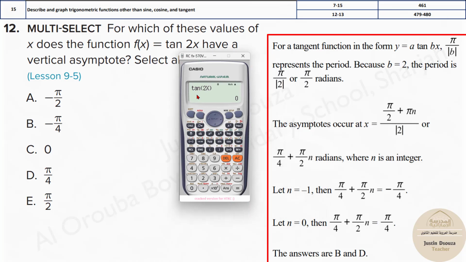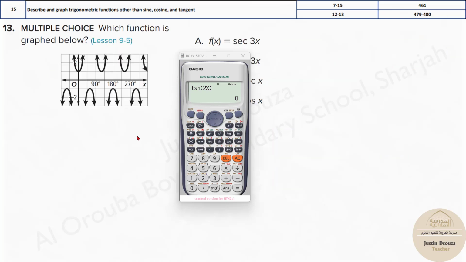And since over here we are not using 1 by anything, this is the correct answers. Directly you can tell B and D is the asymptotes, whereas for the other options we are getting some values, so that can't be asymptotes.